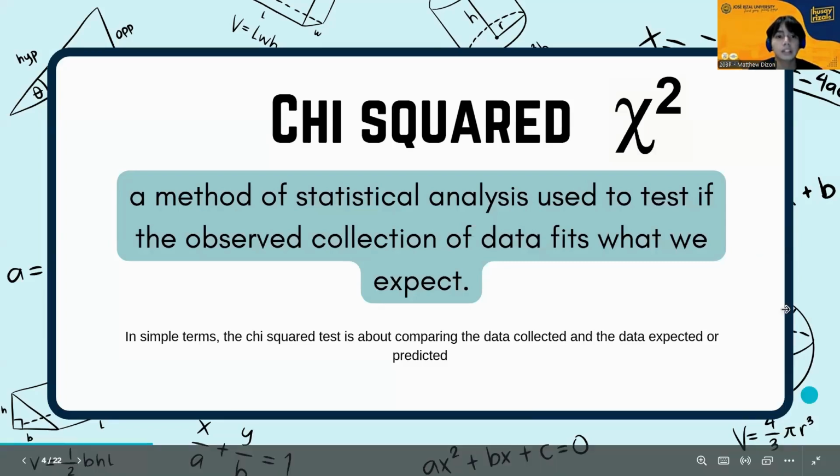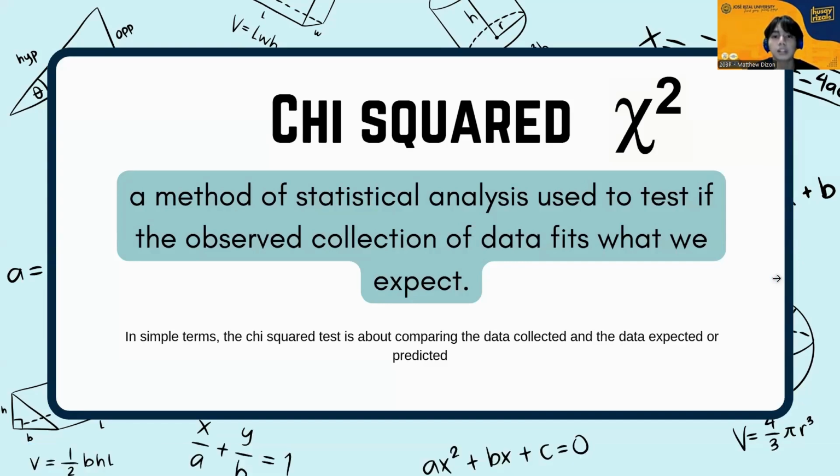The chi-squared test is a method of statistical analysis used to test if the observed collection of data fits what we expect. In simple terms, the chi-squared test is about comparing the data collected and the data expected or predicted.